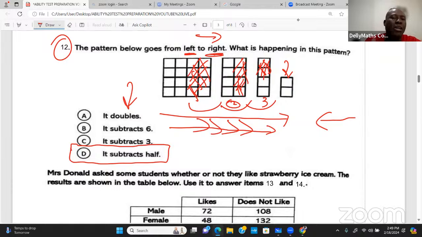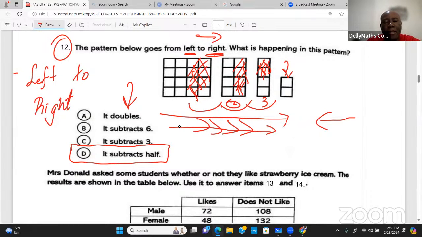A lot of times there's more than one interpretation, but you have to be in sync with what the question actually requires from you. So D is the answer. If you pick A, then you are not looking at the instruction that says we're moving from left to right. That is what I want everybody to start focusing on: look at the specific details of the question. All right, everybody? Good. So D is going to be the answer.